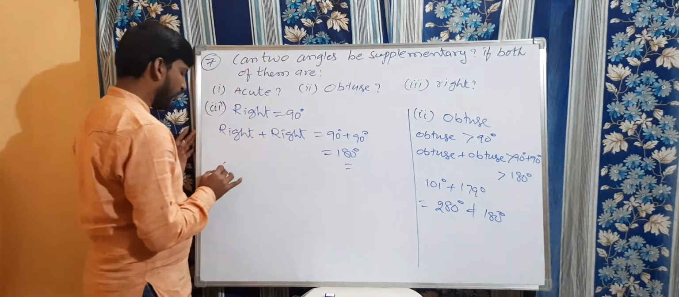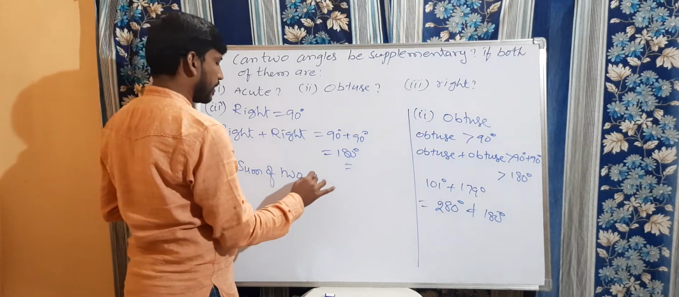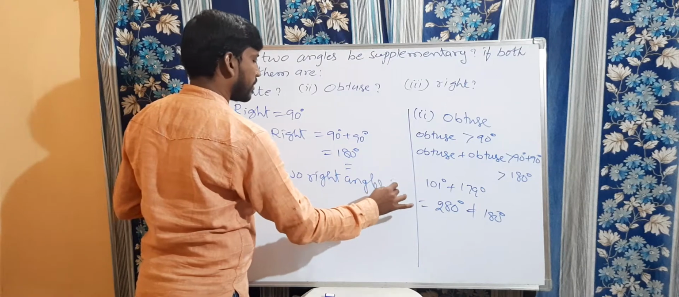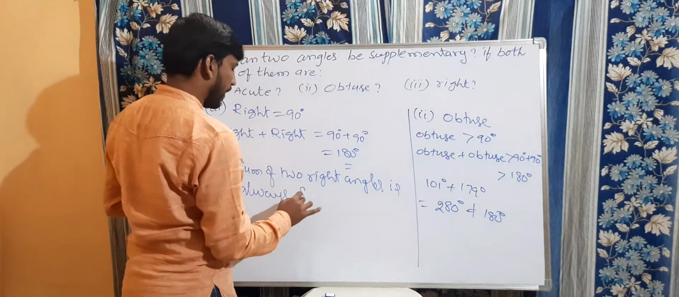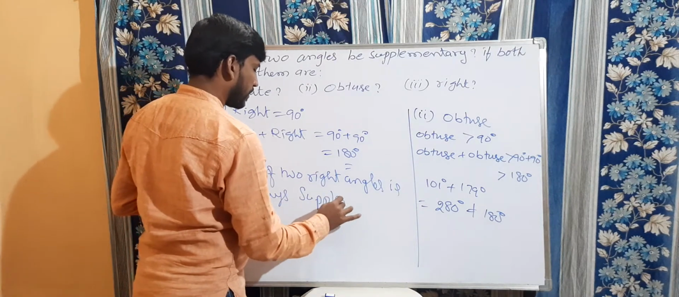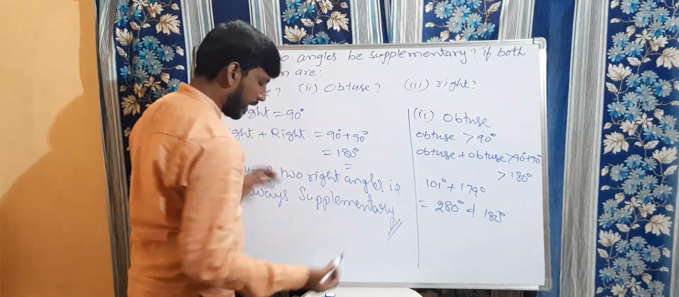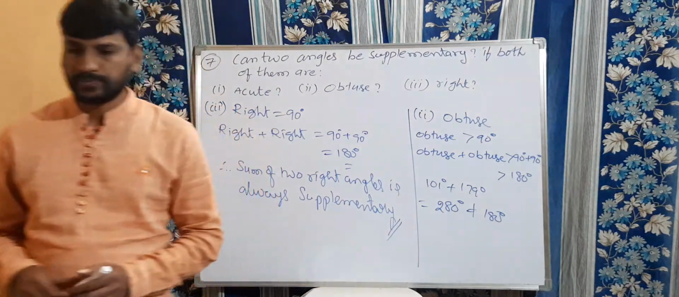Yes, sir. So therefore the sum of two right angles is always supplementary. Clear? So the sum of two right angles is always supplementary angles. Clear? So copy this.